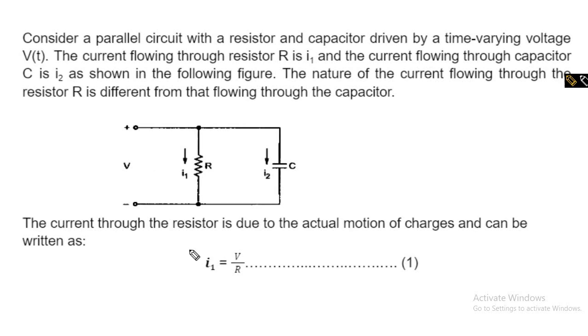In a simple way, one can say what I1 is. I1 is simply given as V by R, simple Ohm's law. Now this I1 is basically the conduction. So here electrons are flowing, and in that case one can get an electric field, one can get current in the system.